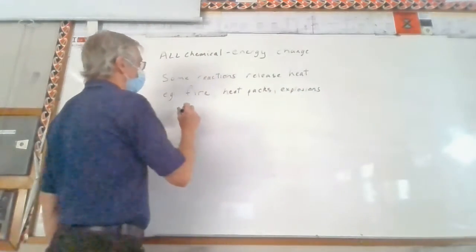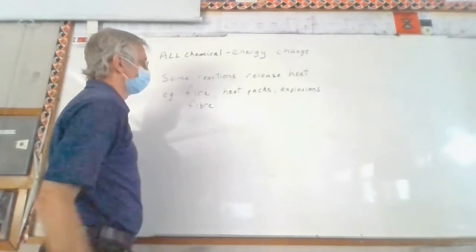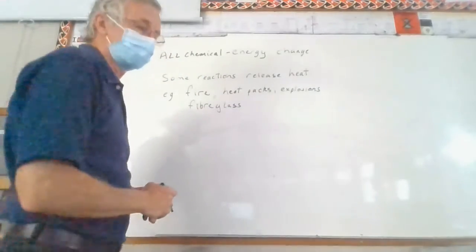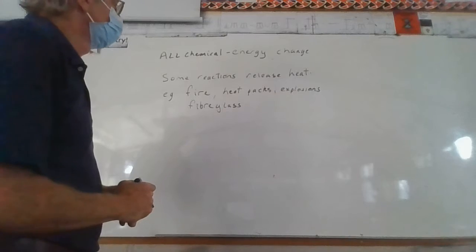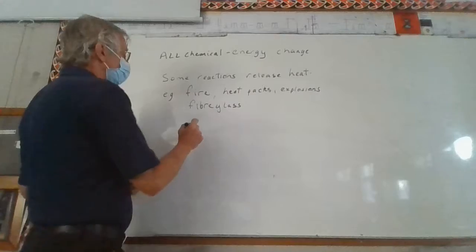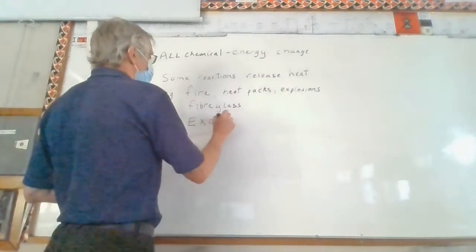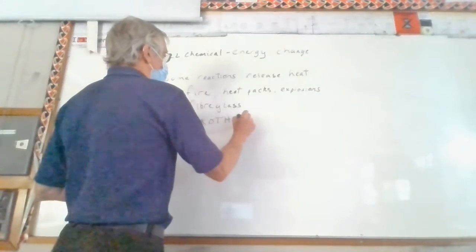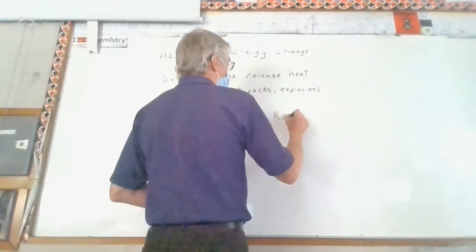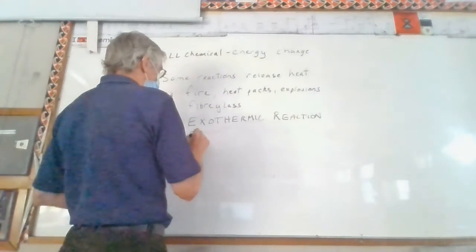Those who have mixed too much fine glass at once will know that it sets super quick when it heats up. So those things all give out heat. You can feel the heat, the chemicals heat up once they start reacting, and the products change into the chemicals. And this is called an exothermic reaction. That means that the reaction releases heat.